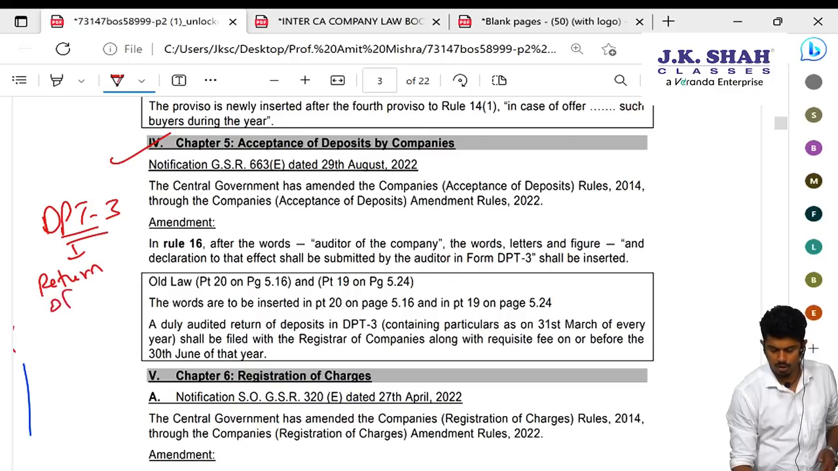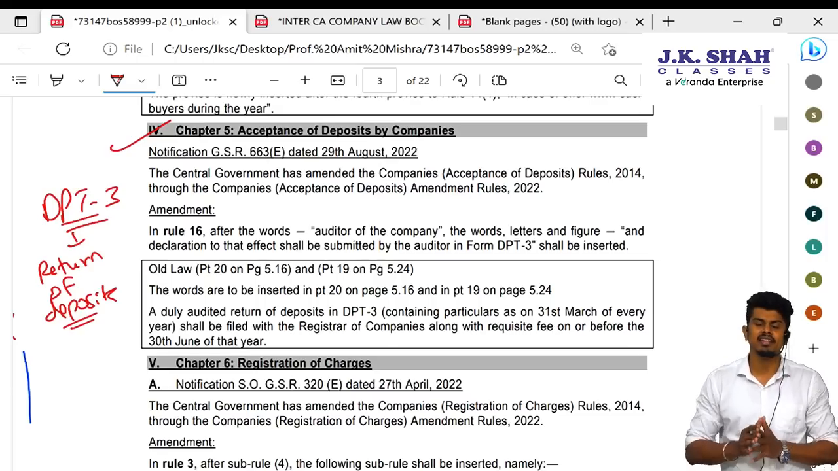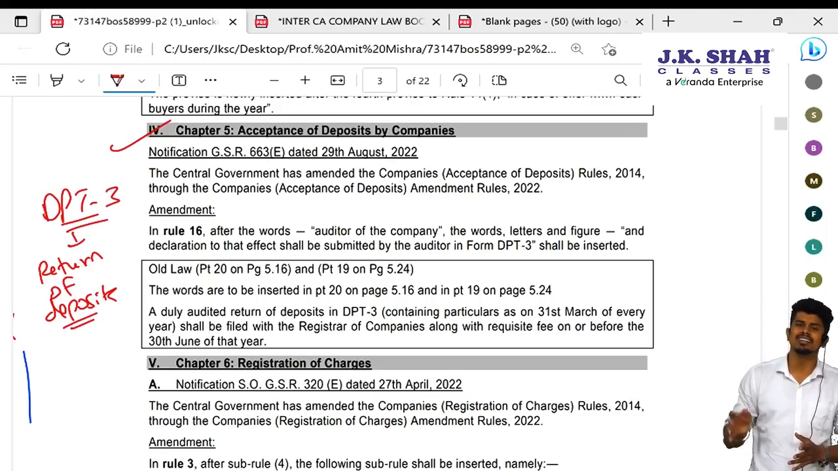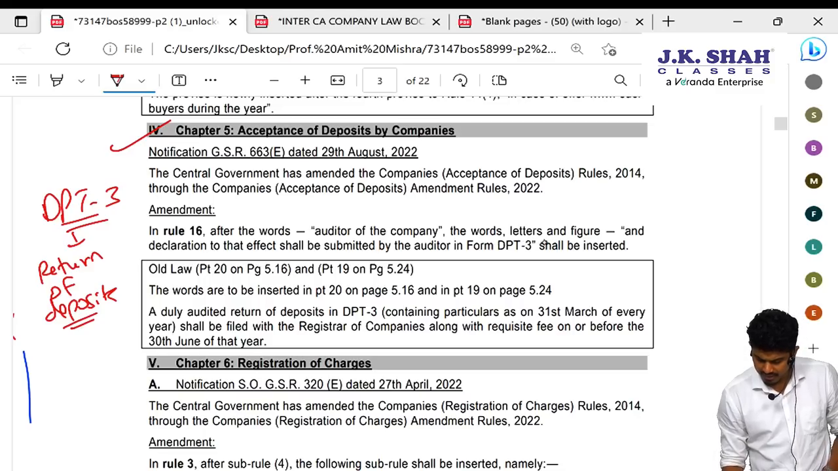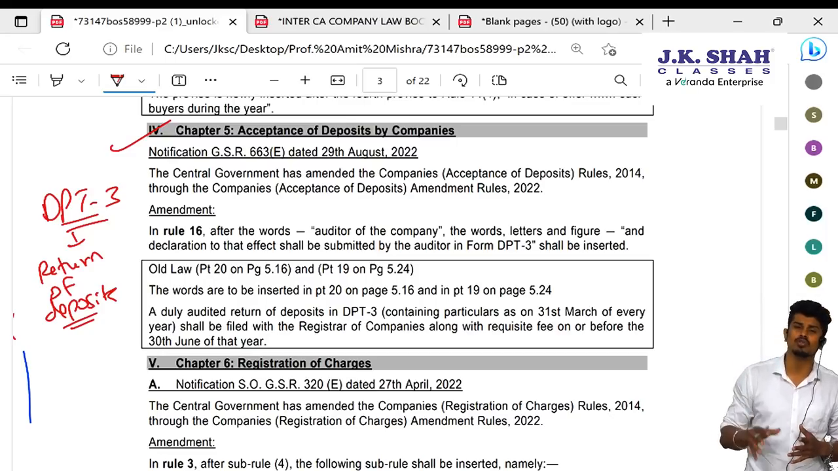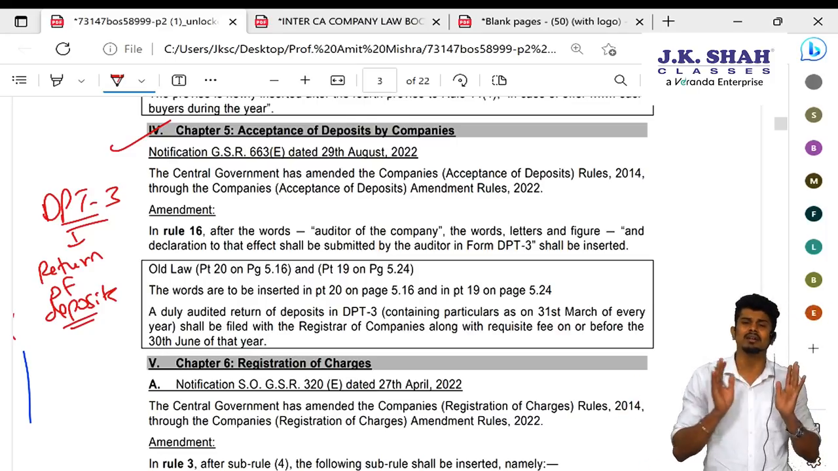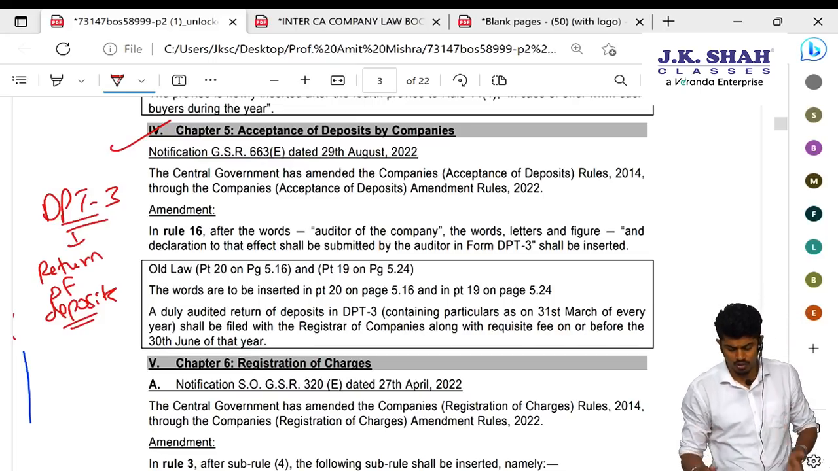Return of deposits. I repeat, which talks about return of deposits. Now what they are saying is that whenever a company files return of deposit, it will also contain a declaration by the auditor of the company. Whenever a company files form DPT3, it will also contain a declaration by the auditor that yes, they have audited the company with respect to deposits.